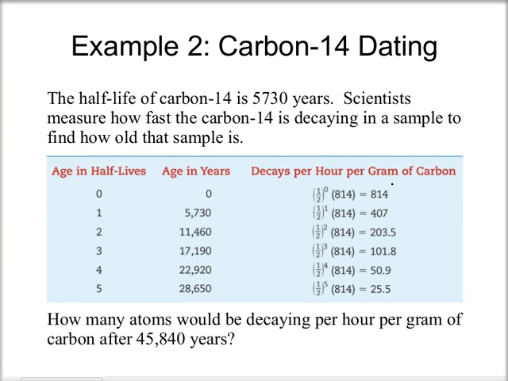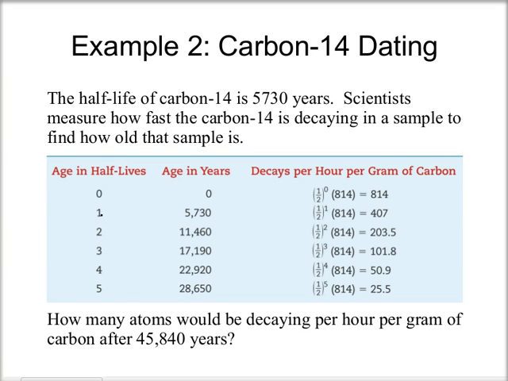So here they've got the rate of decay in the last column here. If the sample is new, it's got 0 half-lives, its age is 0 years, then the decays per hour per gram of carbon is going to be given by 1/2 to the power of 0, the number of half-lives, times 814. So you'll see 814 decays per hour per gram of carbon for a new sample.